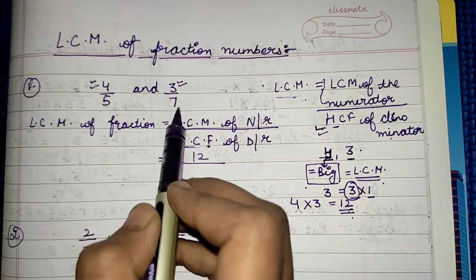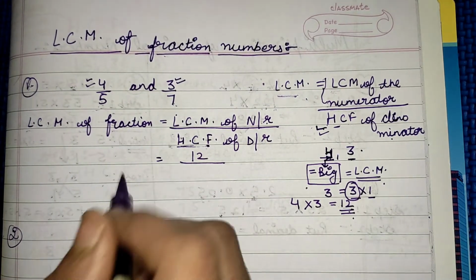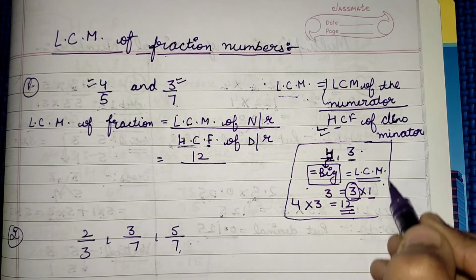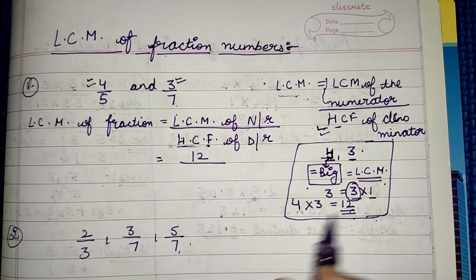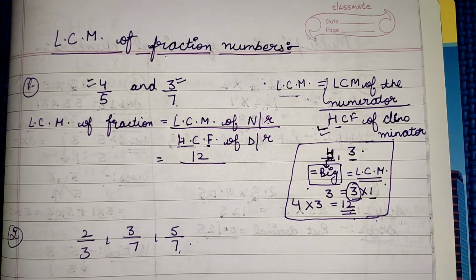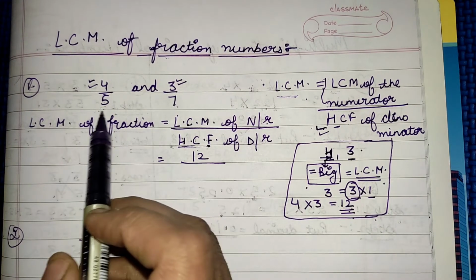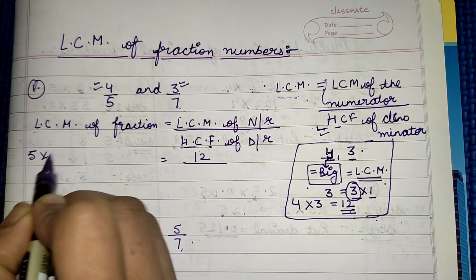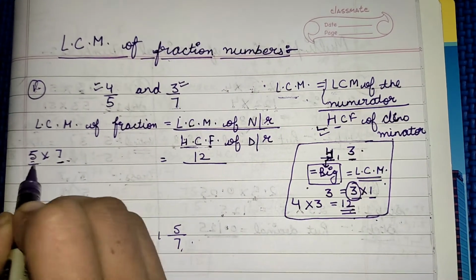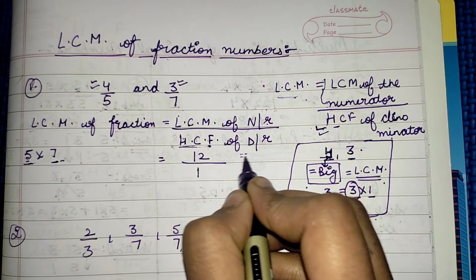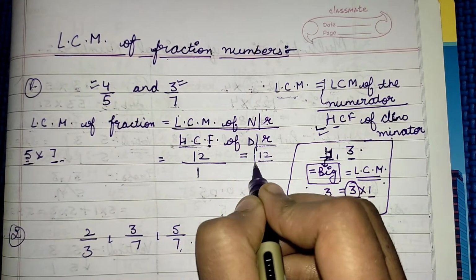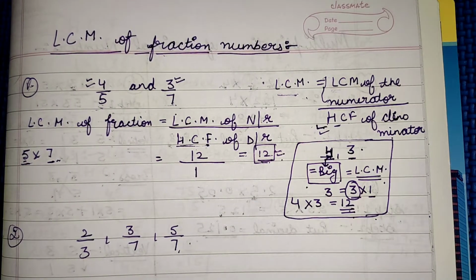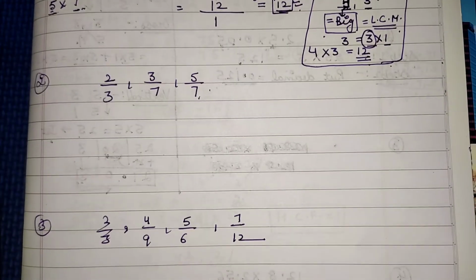And how to find out the HCF? For HCF also I have made a video. If you see that video first for LCM and HCF, then you will be able to understand what I am going to tell in this video. So HCF of the denominators 5 and 7: these are two prime numbers, and HCF of prime numbers is always 1. So LCM of this fraction is going to be equal to 12. Okay, moving to the next question.